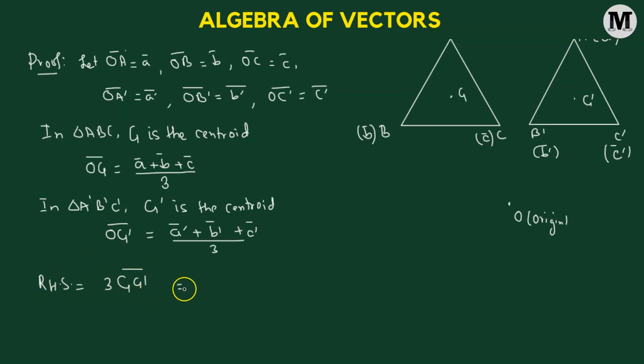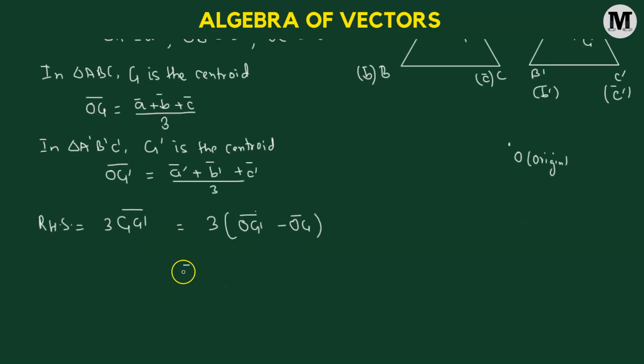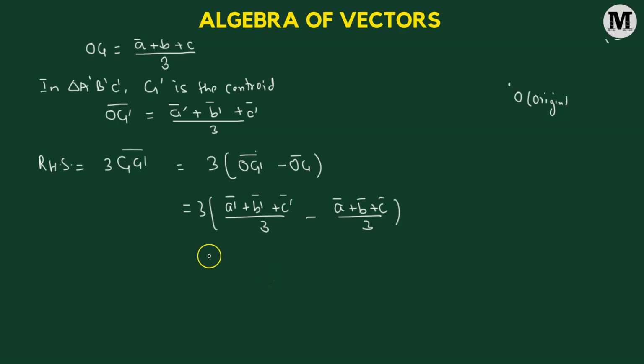So on the right hand side, we have 3 times GG prime vector. Now in terms of the position vectors, we can define GG prime as, taking 3 as common, OG prime vector minus OG vector. Since we have the values for OG prime and OG vector, let's substitute these values. So we have 3 times, in place of OG prime vector, A prime vector plus B prime vector plus C prime vector whole divided by 3, minus OG vector, which is A vector plus B vector plus C vector divided by 3. Now we get A prime vector plus B prime vector plus C prime vector minus A vector minus B vector minus C vector.